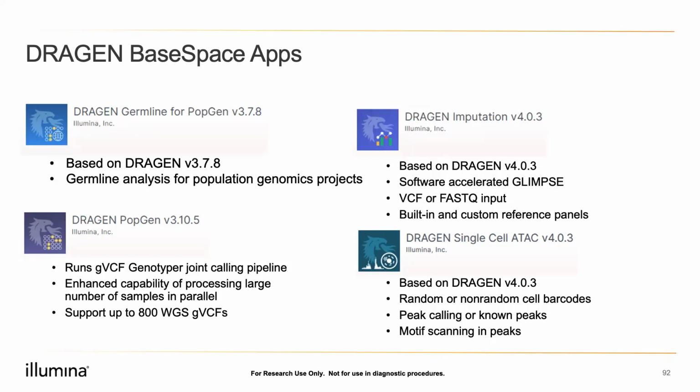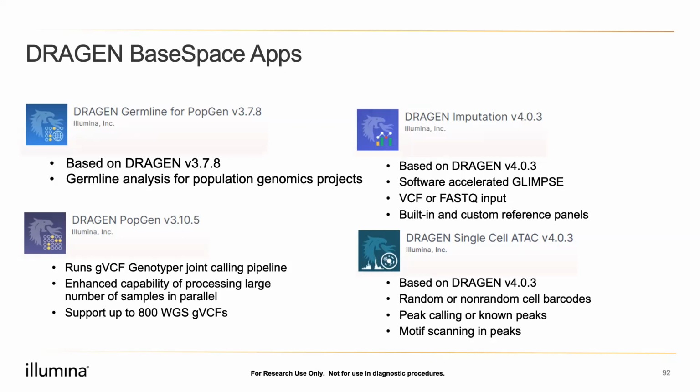We then have a couple of apps that are supporting the new features and functionality that's coming with DRAGEN version 4.0. So we have our DRAGEN Imputation pipeline. This is new, very exciting. It's based off of DRAGEN version 4.0.3. It has this software accelerated GLIMPSE that we talked about. It can take both VCF and FASTQ as input and has the built-in IRPV, the Illumina reference panel, as well as custom reference panels. So here's where, if you had a custom reference that you knew you wanted to use, you could upload your own custom reference panel.